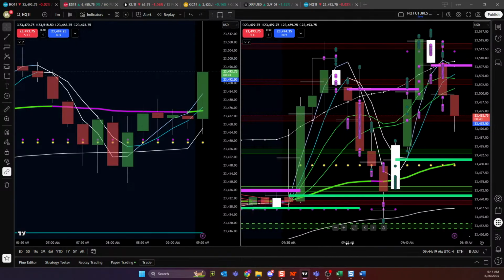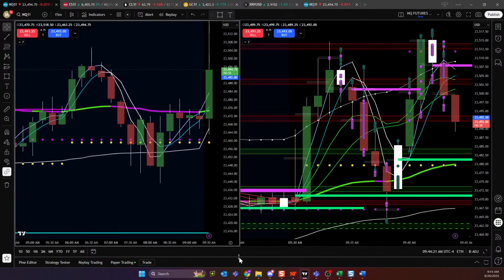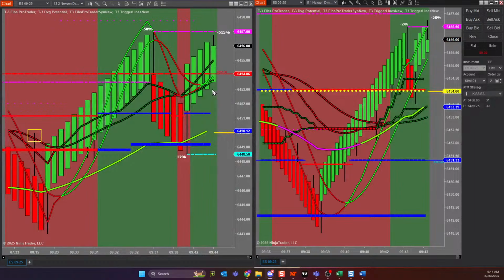So that is both plans. Both plans use two charts. Both plans use trigger lines. Both plans use areas. It's just a different approach to capturing.